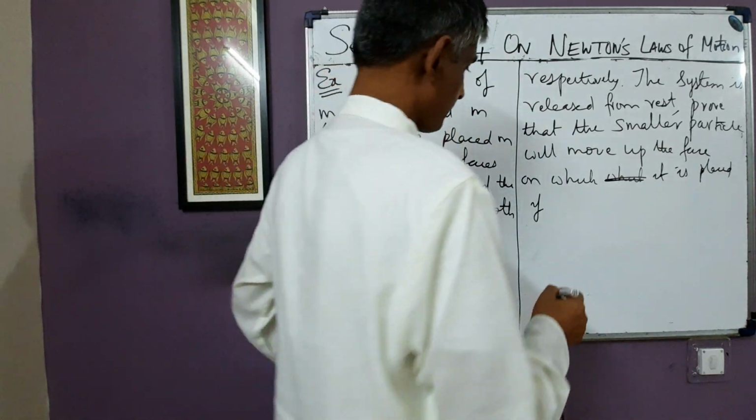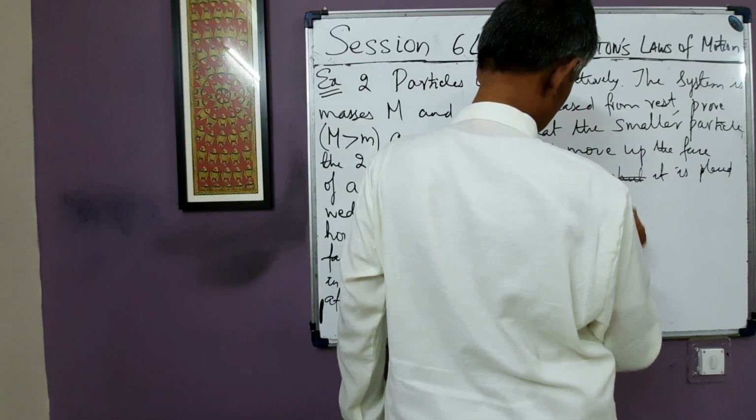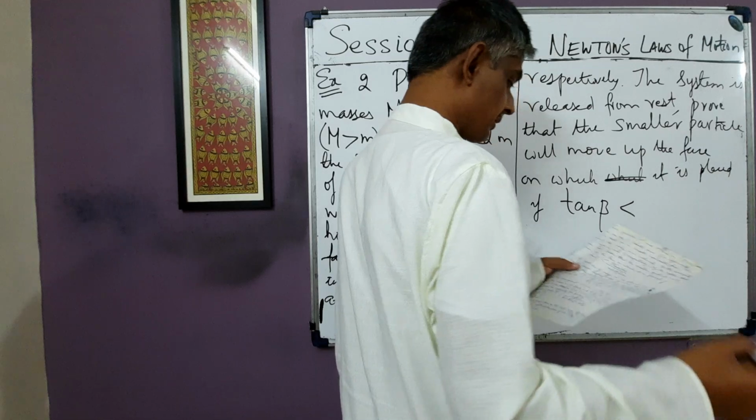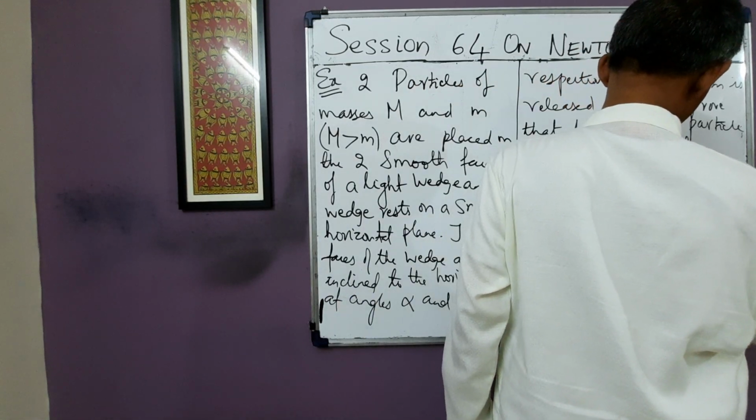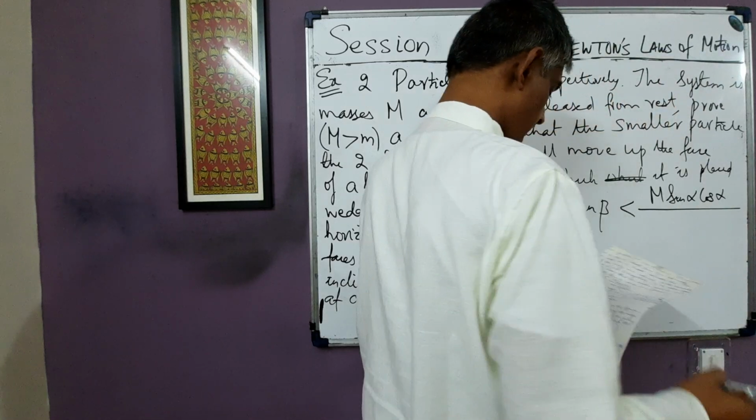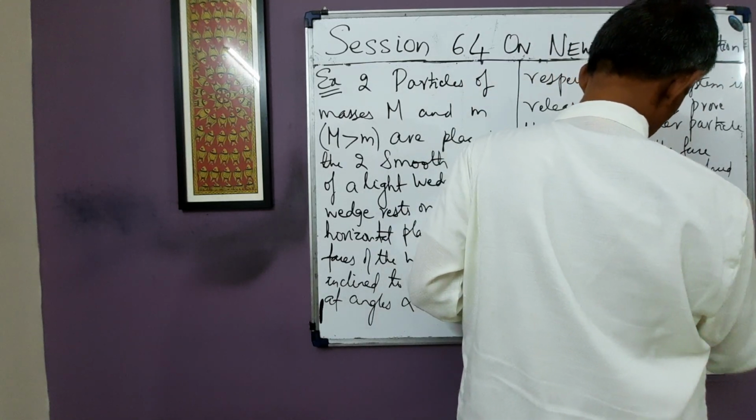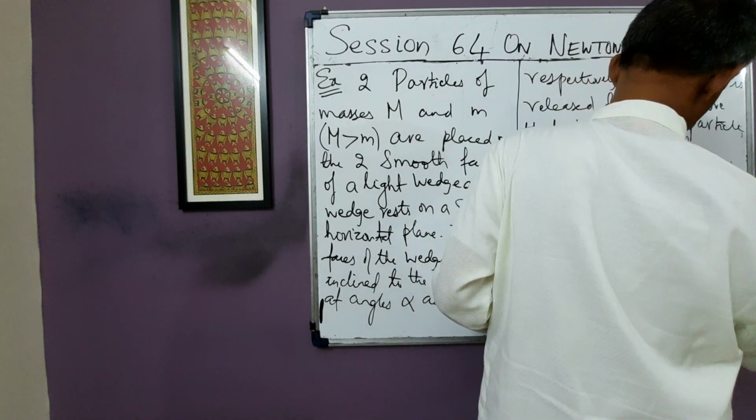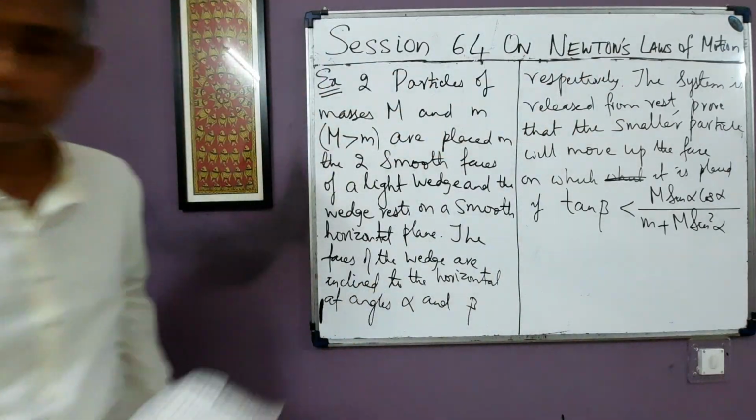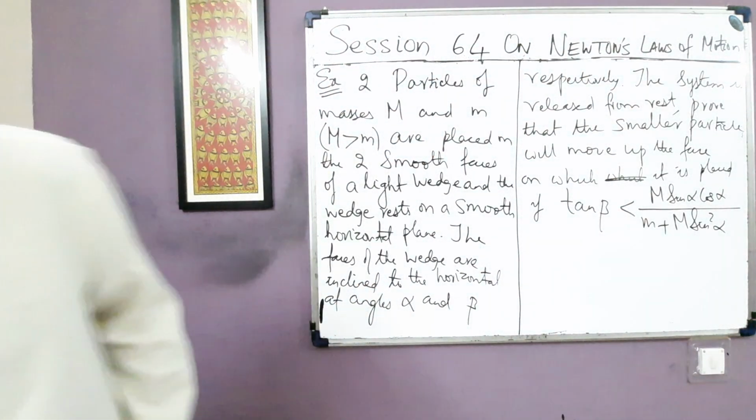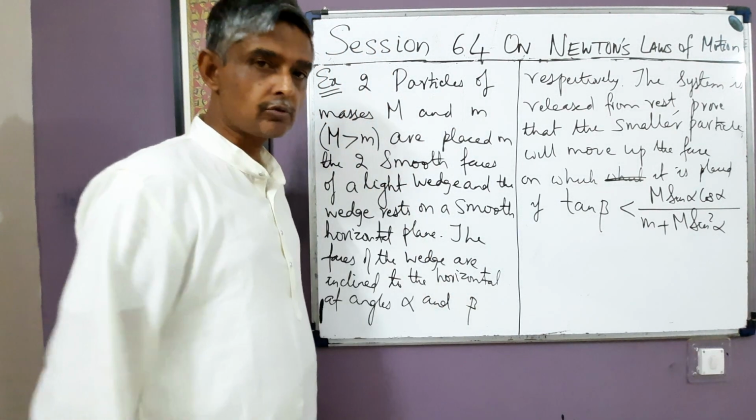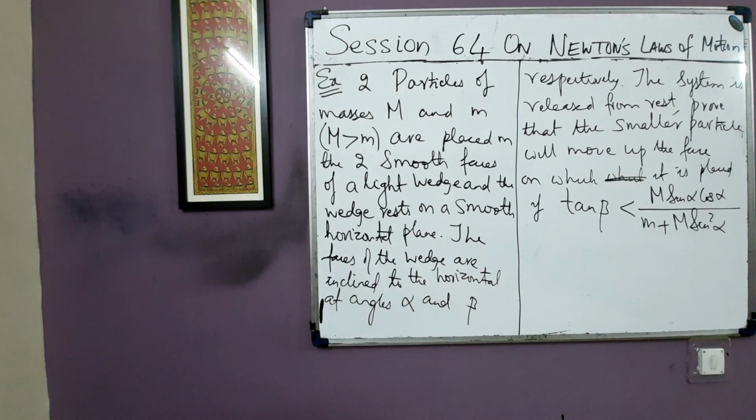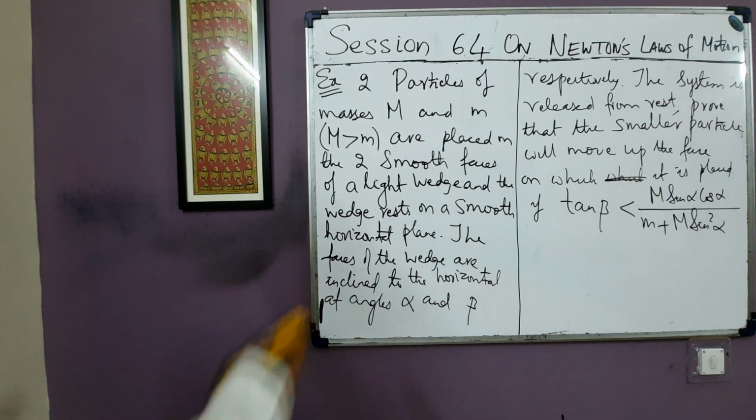if tan beta is less than M sin alpha cos alpha over (m plus M sin square alpha). This has to be proved. Okay, fine. So first what I'll do, I'll draw the diagram of the situation.